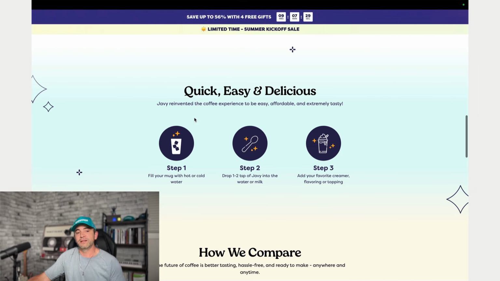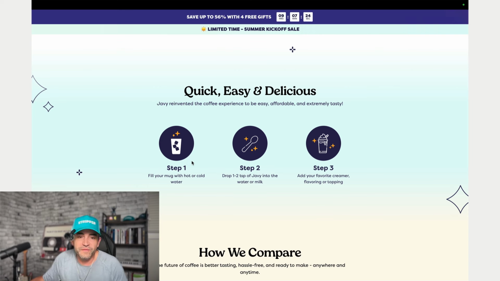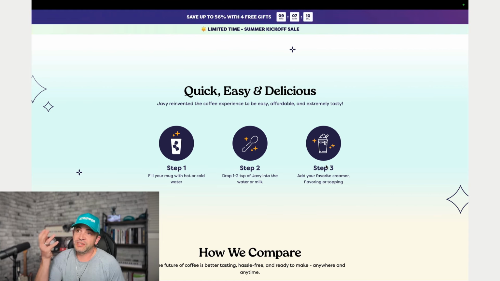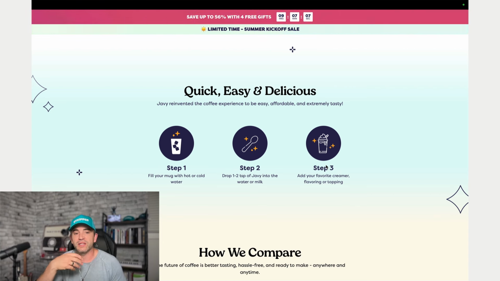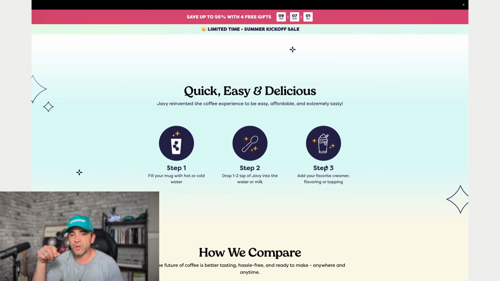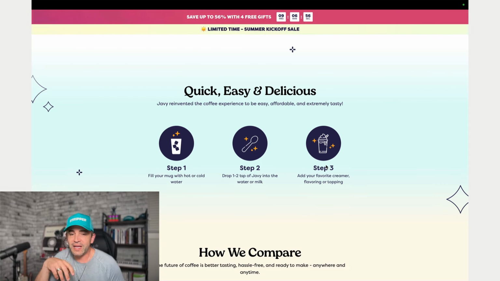So on Javi's page, this is how easy it is to use. Quick, easy, and delicious. Step 1, fill your mug with hot or cold water. Step 2, drop 1 to 2 tablespoons of Javi into your water or milk and add your favorite creamer, flavoring, or topping. Super simple. If I'm considering this product, I'm like, okay, that's easy enough to use. There's not some magical step. I don't need to boil things and mix it and blend it. I bought products before that were powders and they clumped. I needed to almost emulsify it in order to get it to work. This explains precisely what to expect when I go to use the product.